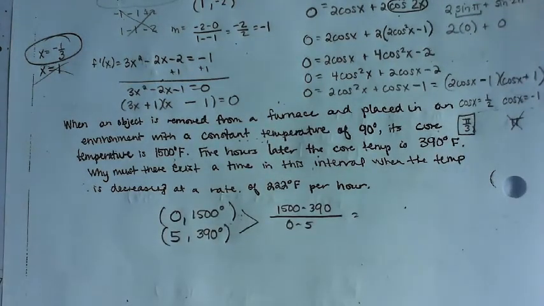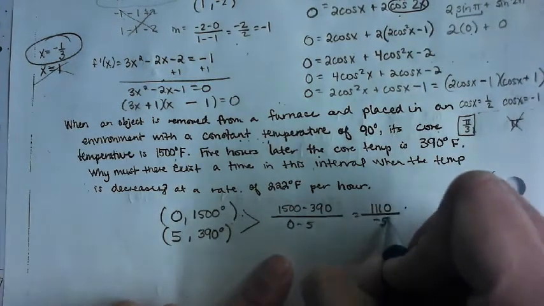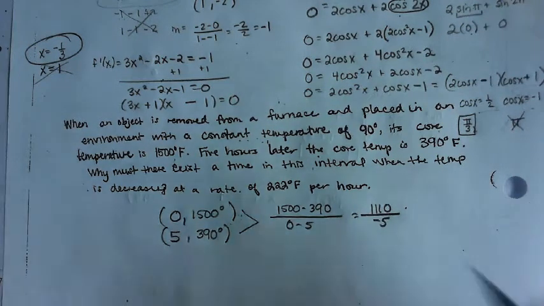is, oh boy, let's fight the calculator. 1500 minus 390 would be 1110. Negative, over negative 5. Oh, I did mine maybe in the opposite order. And yeah. I should do mental math here, but I really just don't want to think, and I want to do long division. How many times is 5 going into 1110? 222.